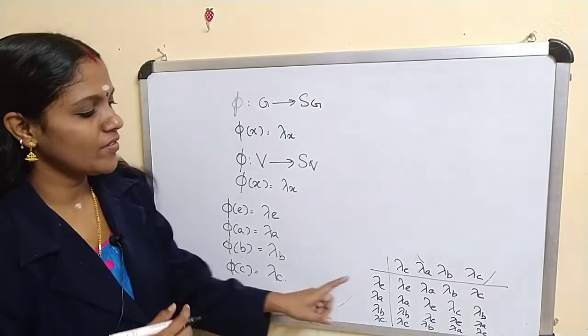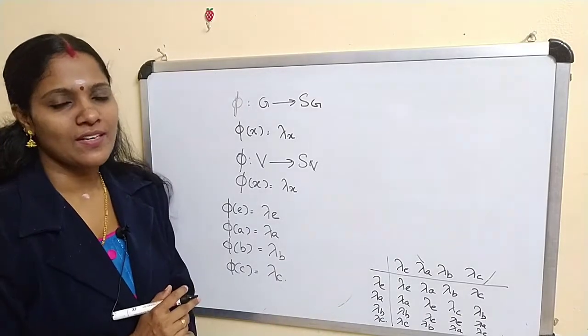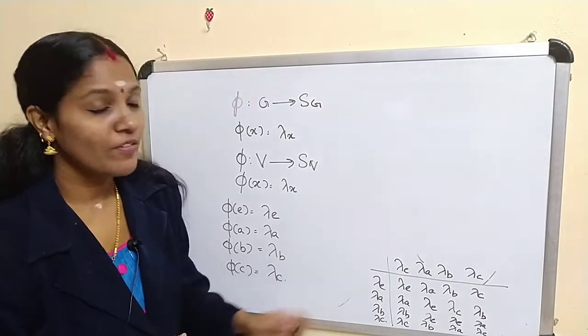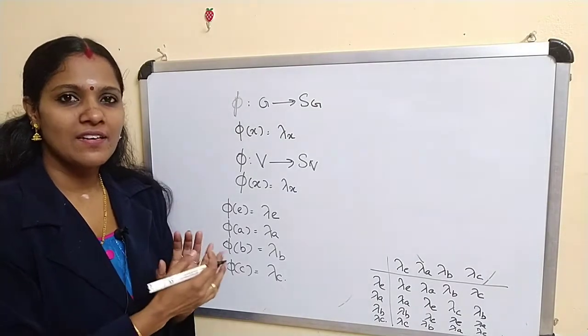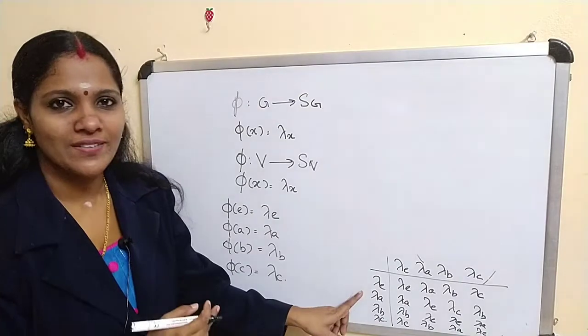Similarly, you can find a right regular representation. So find a right regular representation of Klein four-group. That is what I am giving you as an assignment.